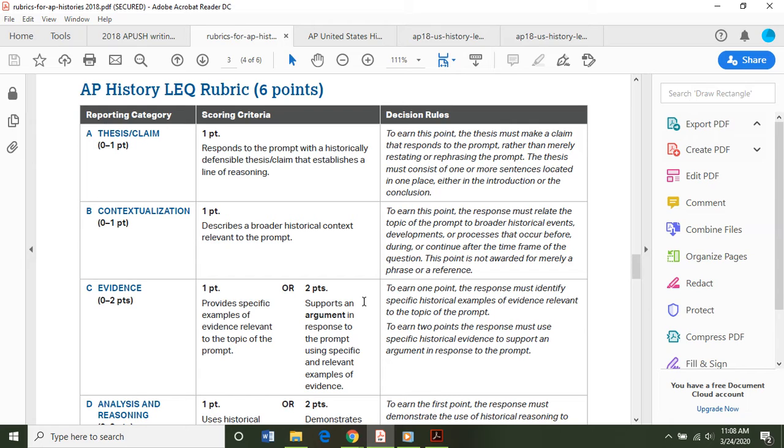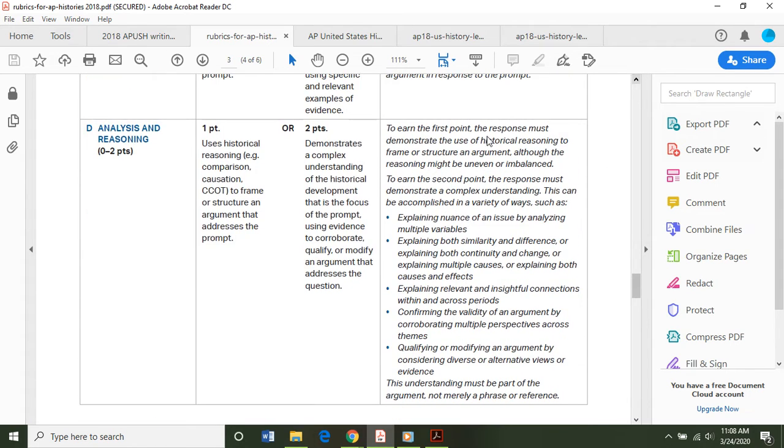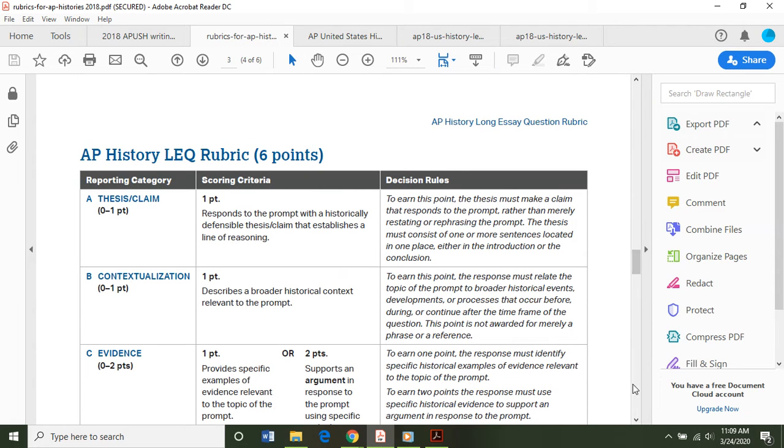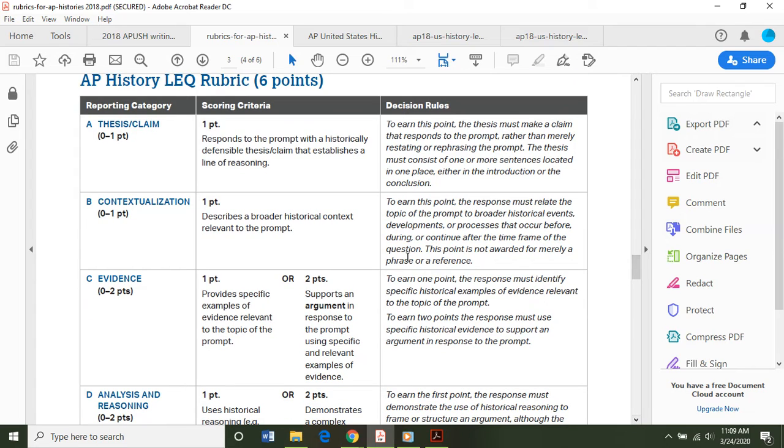This LEQ rubric has 3 points that are exactly the same as the DBQ: the thesis, the contextualization, and the analysis and reasoning point, the unicorn point. Exactly the same. So you are building on skills that you already know. Thesis, one of the easiest points to get.